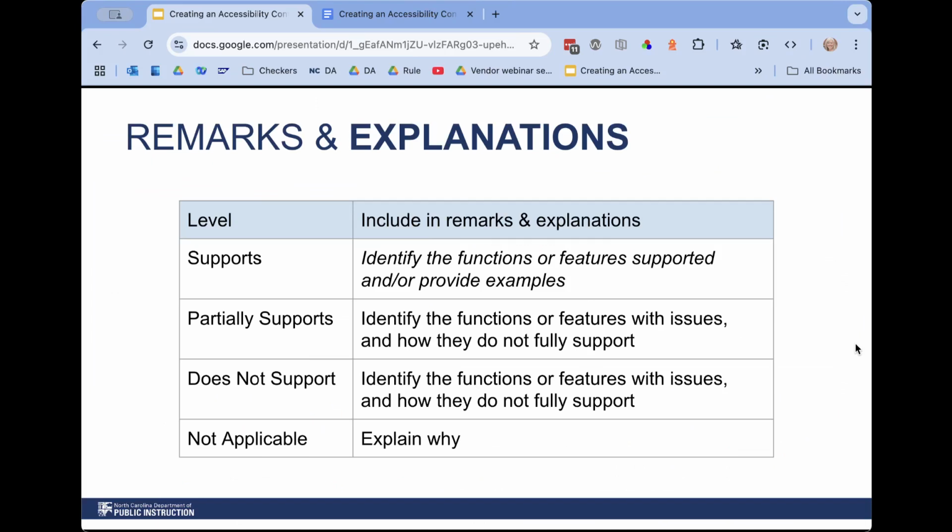That does not support, same thing. We want to identify what has issues and how it's not fully supported. I would recommend, if it's feasible and makes sense in your accessibility story, to go ahead and talk about what your game plan is for how you're working to address this. What part of the roadmap have you put this in?